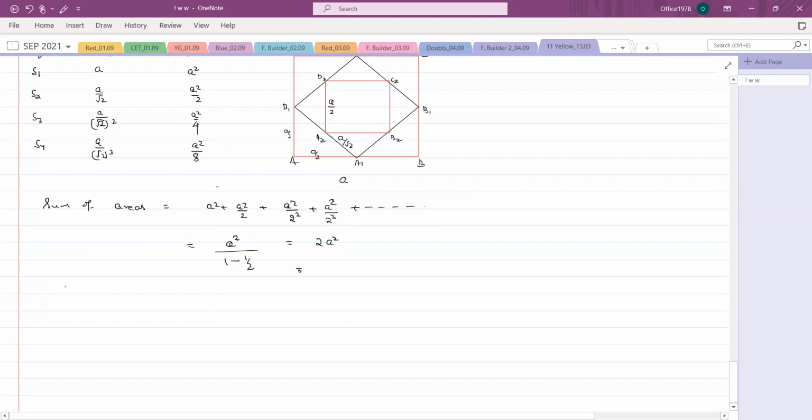So for this case the answer is what? 2 into 16 square, 256 into 2, 512 square units.